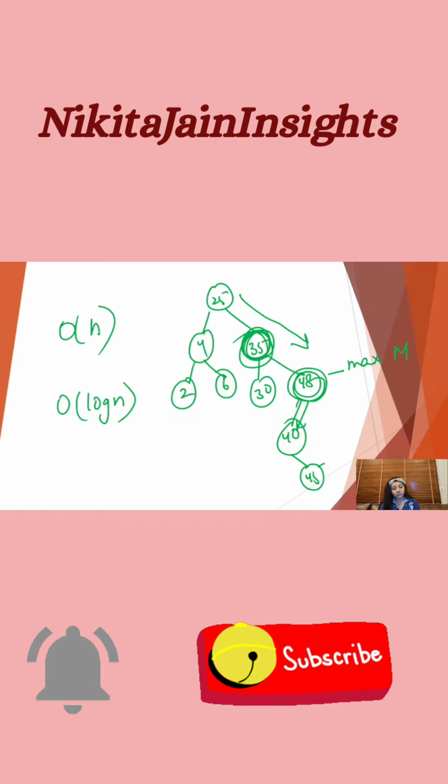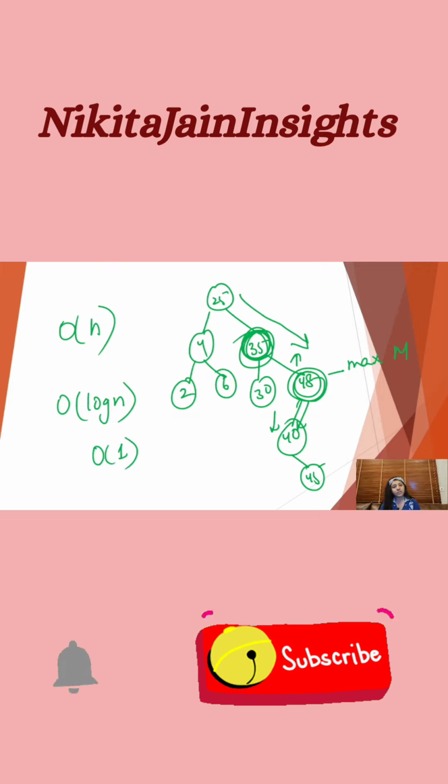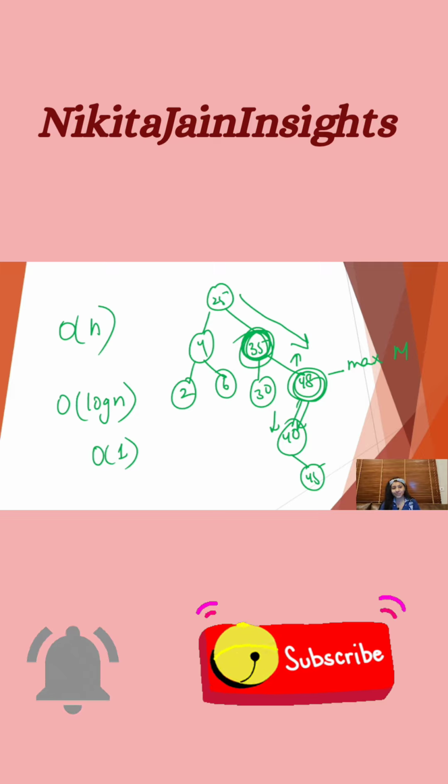So we just have to either simply go upwards or simply go downwards, and doing that just takes a constant amount of time, that is order 1 time. So in constant time we can find any element smaller than the maximum, because in this question we are not supposed to find the maximum element, right? So this is the correct answer for this.